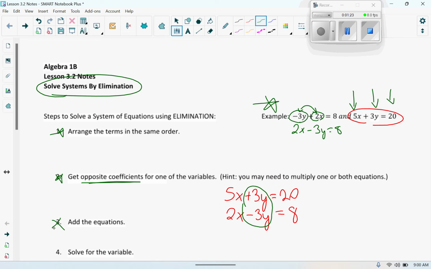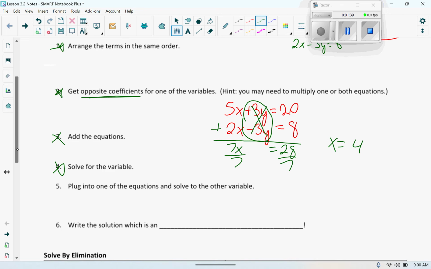Okay, our next step is to add the equations. So we're going to add everything together. So I'm going to get 7x, and then those cancel, is equal to 28. And we're going to divide by 7, so x is equal to 4. So we just did that. We solved for the variable.